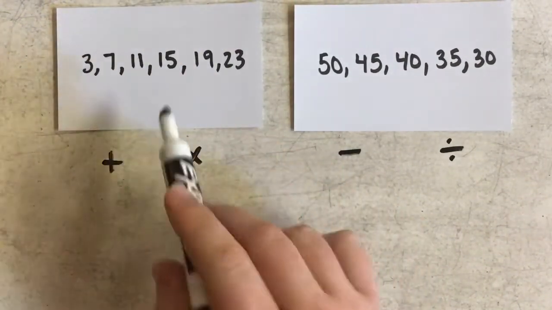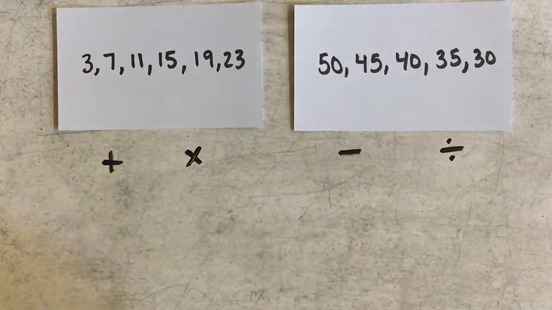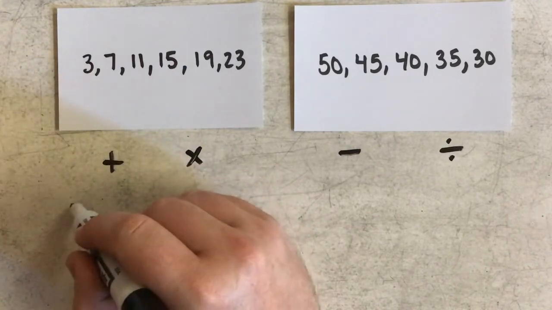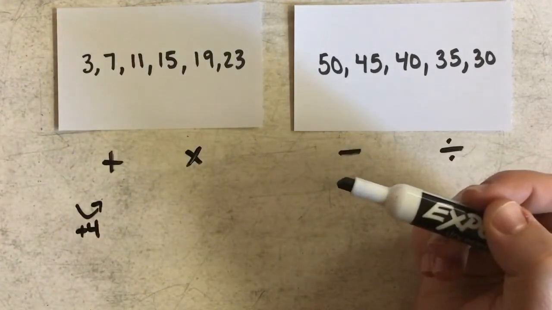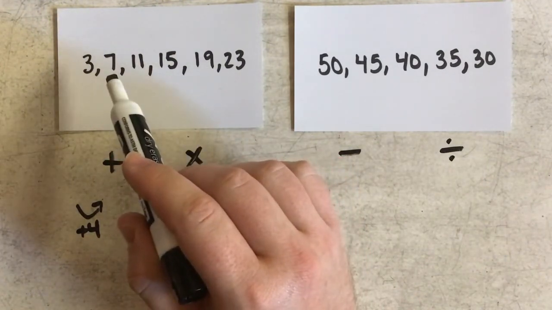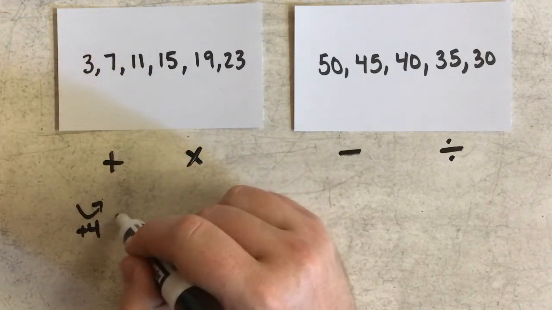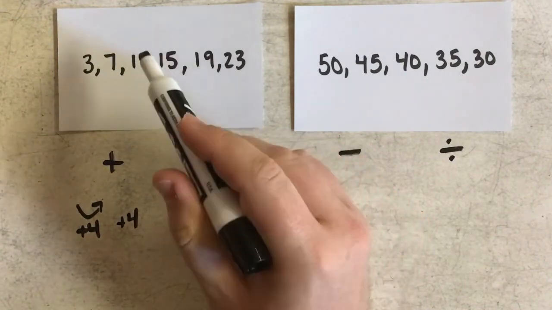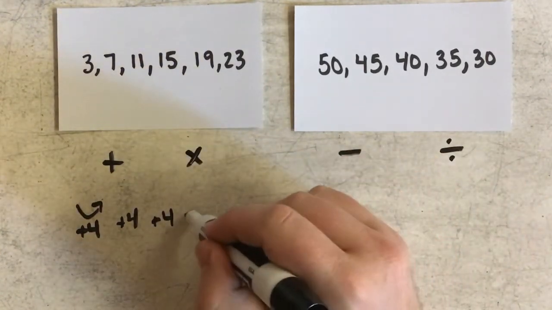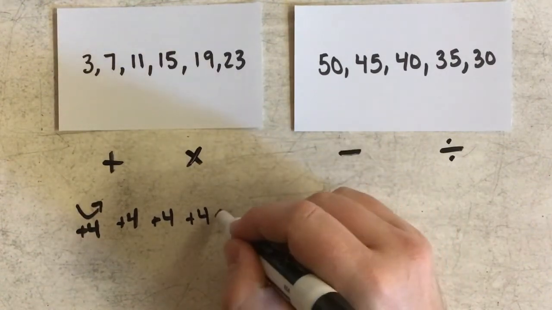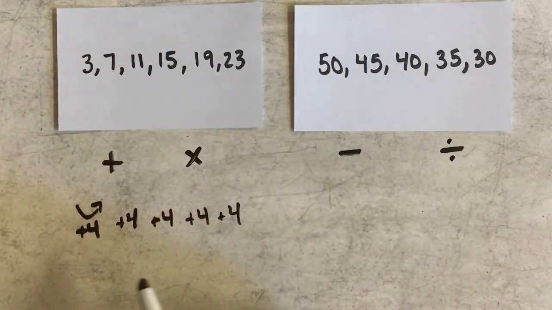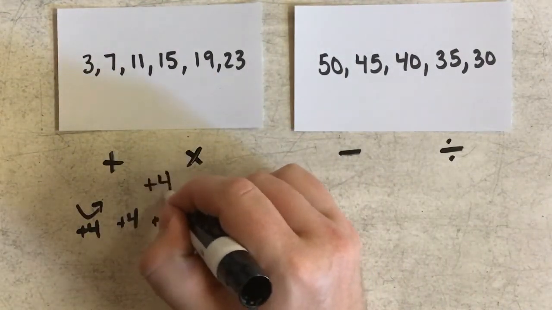Since my numbers in this case are getting larger, I know I'm either adding or multiplying something. So how would I get from 3 to 7? I would have to add 4. Let's see if that rule continues for my other terms. 7 to 11, I also had to add 4. To get from 11 to 15, I added 4 again. To get from 15 to 19, I added 4, and to get from 19 to 23, I also had to add 4.